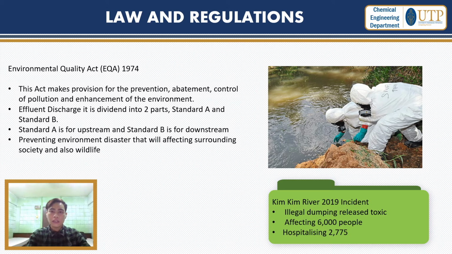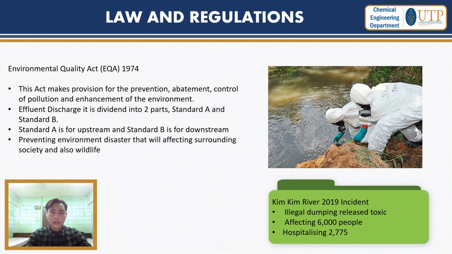To enforce this and prevent environmental pollution, legislation and environmental bodies such as DOE have come up with the Environmental Quality Act, EQA 1974. So what is EQA 1974? It is an act that makes provision for prevention, abatement, and control of pollution and enhancement of the environment.